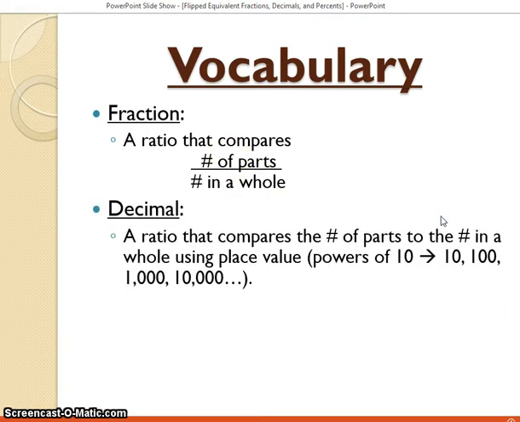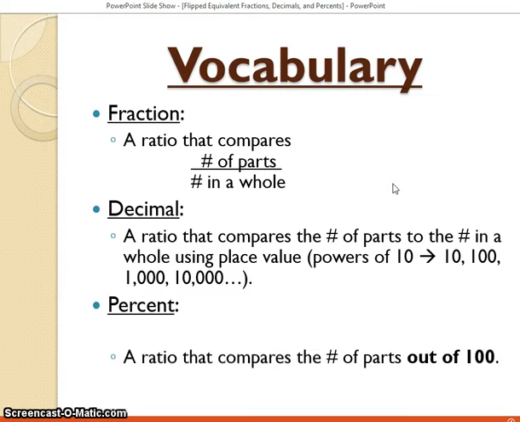A decimal is a ratio that compares the number of parts to the number in a whole, same thing, but it uses place value. The second amount has to be a power of 10. How many out of 10? How many out of 100? How many out of 1,000? How many out of 10,000?